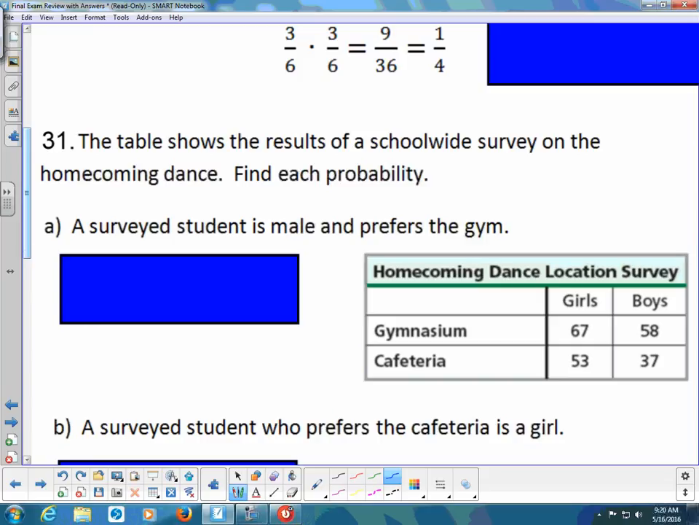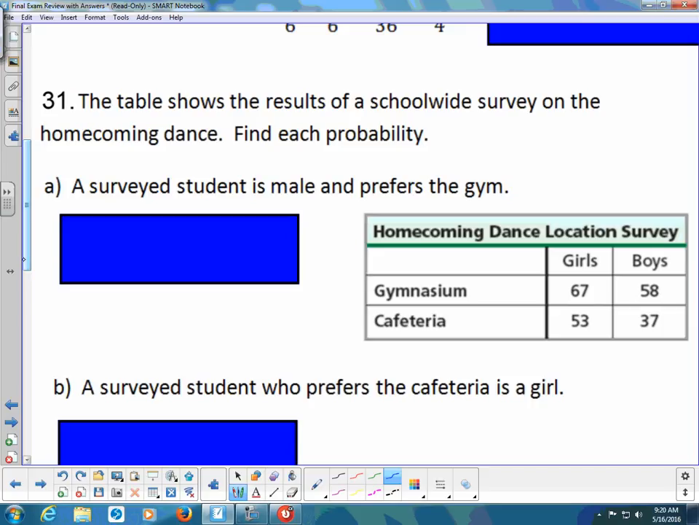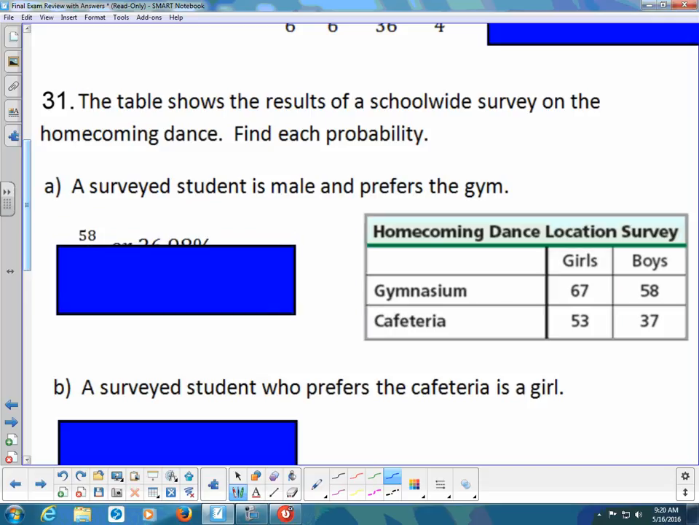Okay, down to number 31. The table shows the results of a school-wide survey for a homecoming dance. Find each probability. Again, these are all fractions, decimals, percent. A surveyed student is male and prefers the gym. So how many people fit that condition? Let's find our numerator first. Males prefer the gym. 58. Okay, so we're going to see how that reduces down.